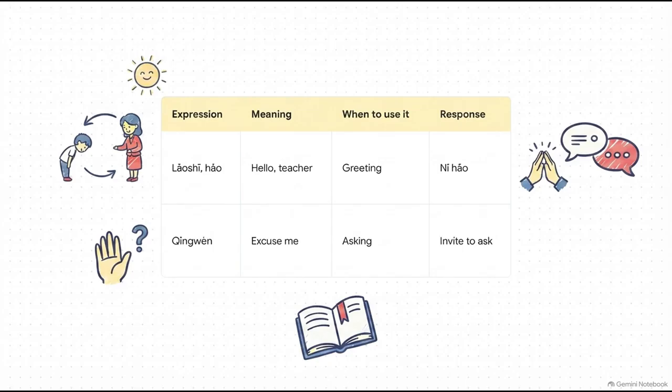Moving to the second row, we have 请问. This means excuse me, or literally, may I ask. It is an absolutely crucial, super polite phrase to use to smooth things over before you ask a question.